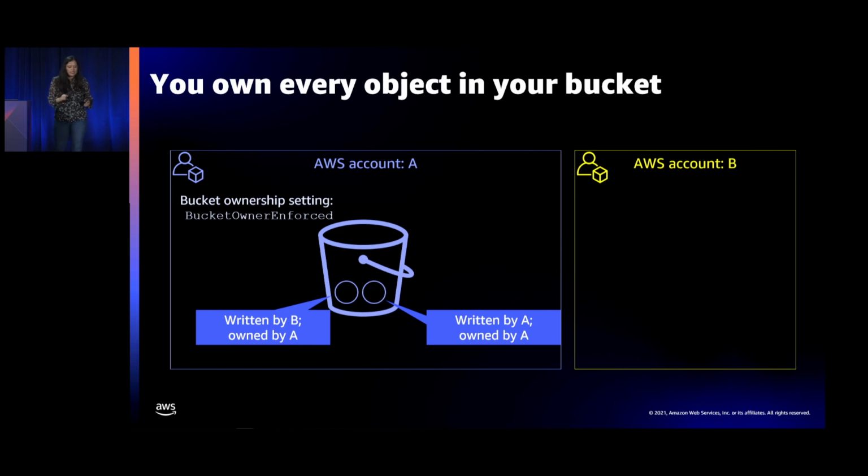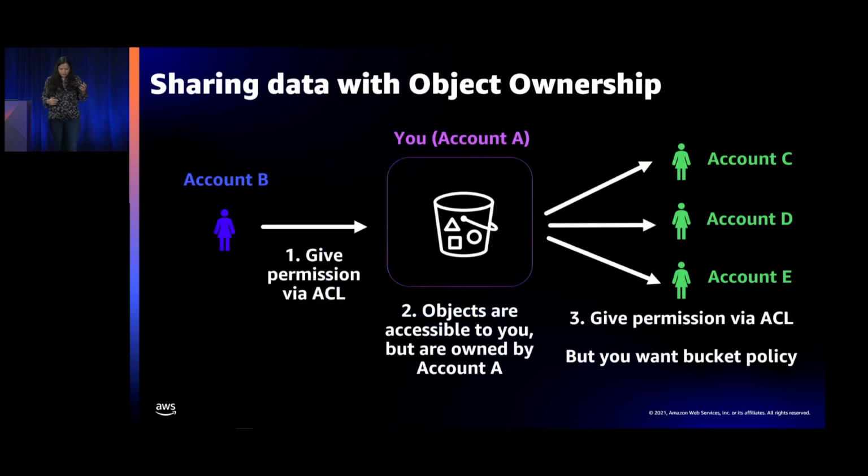So here you can see that even though account B is writing data to account A's bucket, that data is now owned by account A and can be shared by multiple users, and bucket policies can be uniformly applied. Compared to before, you wouldn't have to deal with ACLs at all.